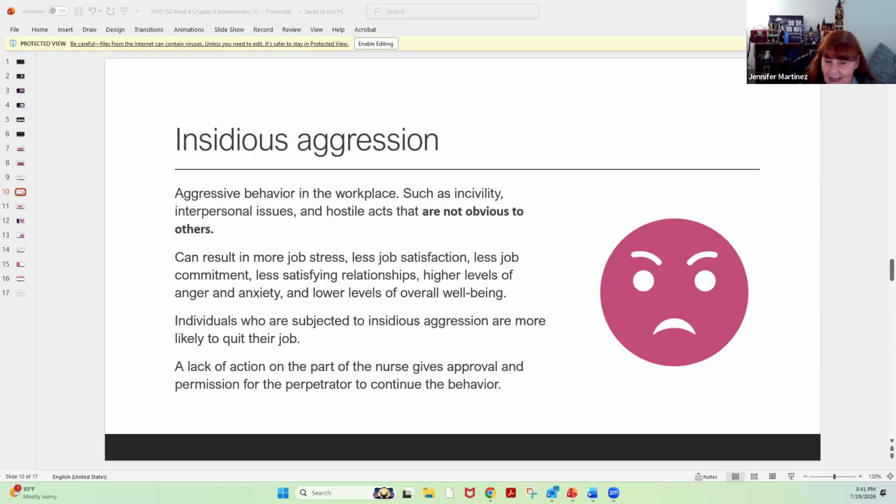So again, as a nurse, you have to be assertive. You have to stick up for yourself. You have to advocate for a safe workplace. And that includes some of these people that are behind the scenes trying to cause problems. And I'm sure people have come across these types of people in their lifetime.